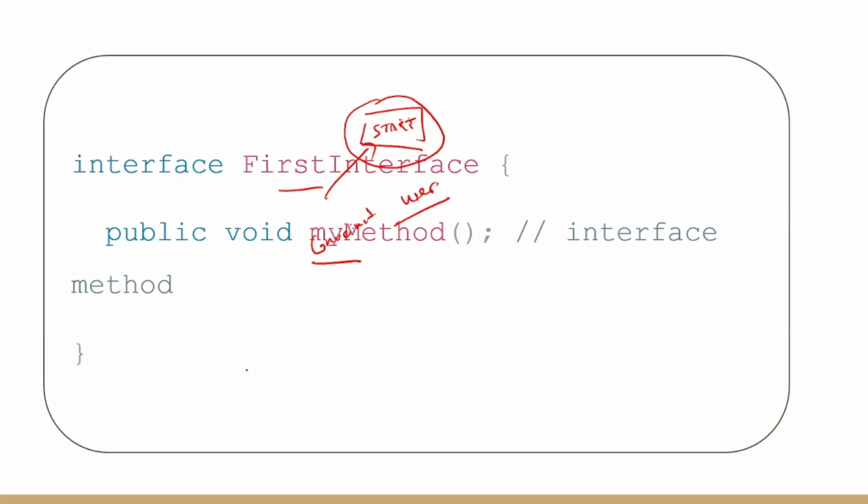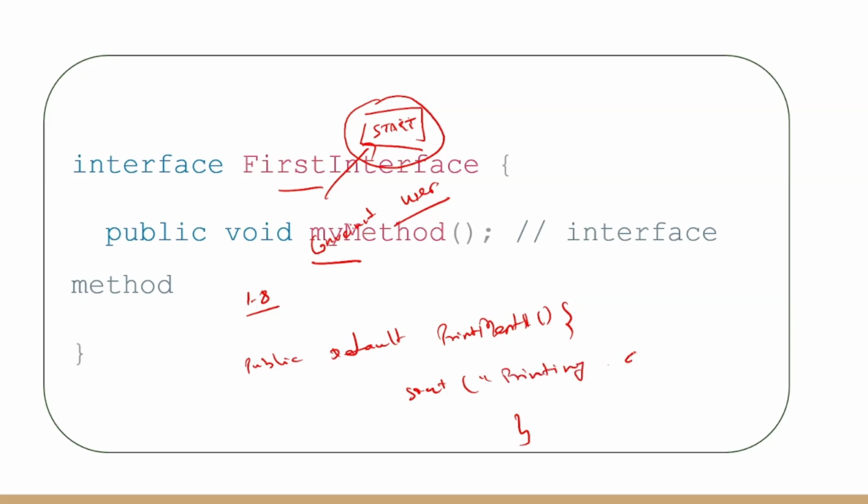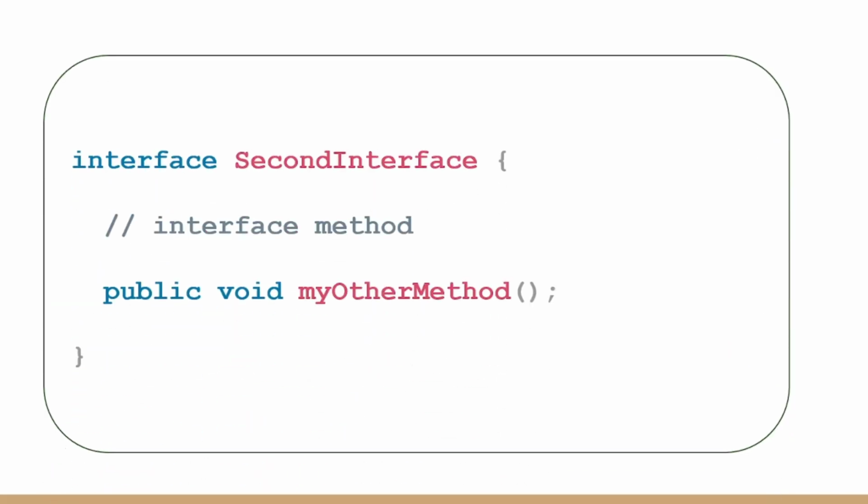After Java 1.8, the Java 8 version, we can even give a default method also. I can give any method, like a print method, and it can have an implementation, like System.out printing your document. So there is some enhancement that happened.